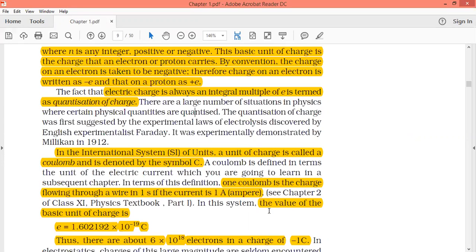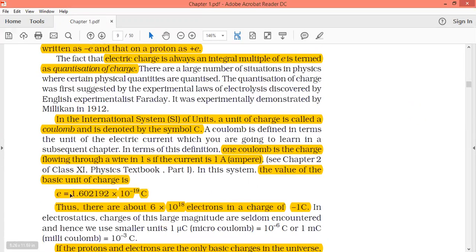We have discussed that Q is equal to n into e. What is e? e is called the basic unit of charge. The value of the basic unit e is, and this is important, you have to remember this value, 1.602192 into 10 power minus 19 coulombs. This is the value for e. We should remember this. Thus, there are about 6 into 10 power 18 electrons in a charge of minus 1 coulomb.